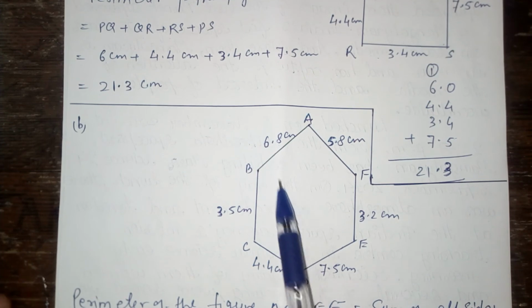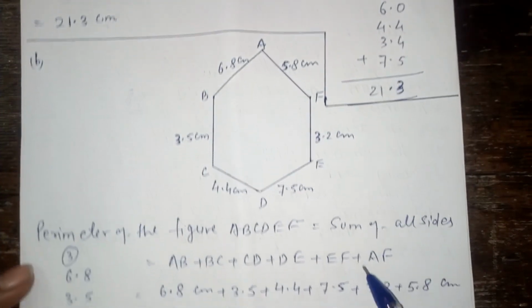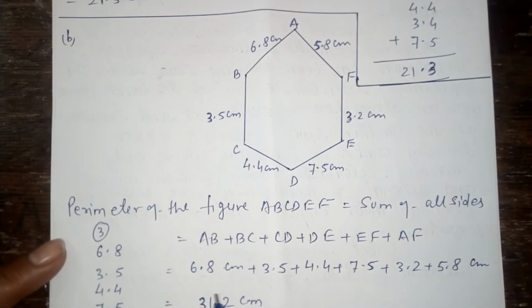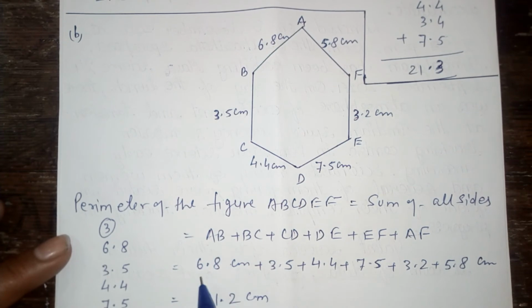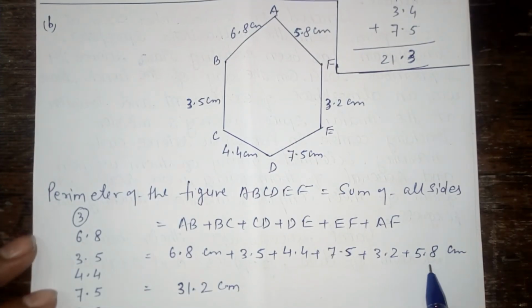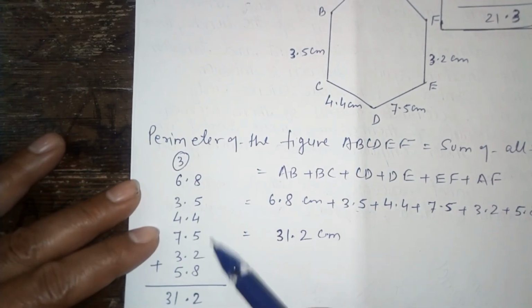Okay, so the perimeter of the figure ABCDEF is equal to the sum of all sides. So AB plus BC plus CD plus DE plus EF plus AF. Then we will apply the numbers. AB is 6.8, BC is 3.5, CD is 4.4, DE 7.5, EF 3.2, AF 5.8. Then we will add these numbers.